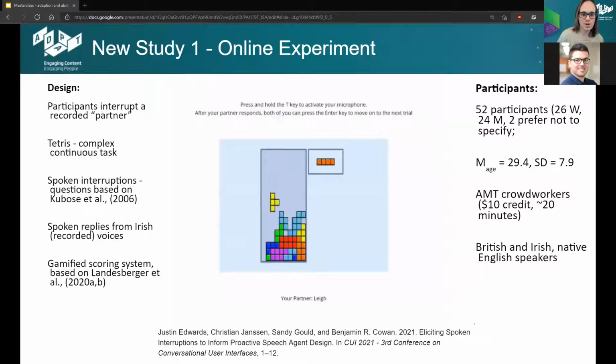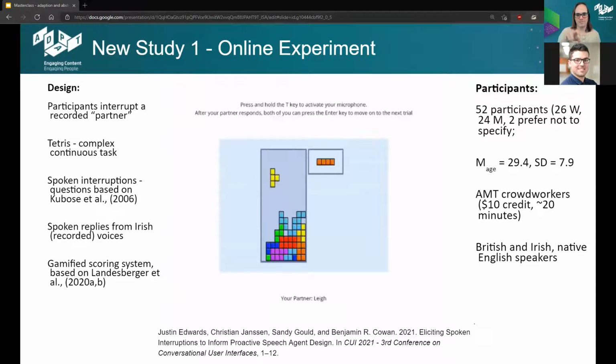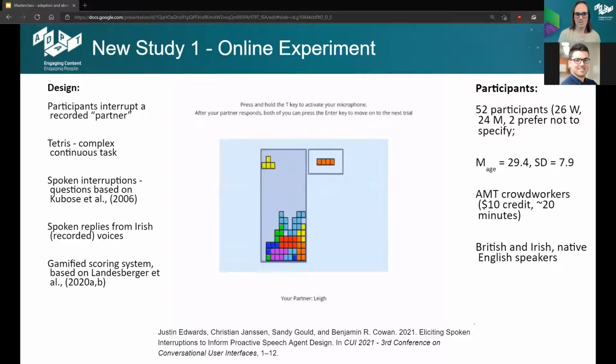Tetris. So I built a little online paradigm involving the game Tetris. In my mind, it's actually a lot like driving. It involves visual attention from the player. It involves manual control. It involves a lot of quick decision making. It's continuous. You can't really make it stop. It just keeps going if you don't interact with it. But it's a lot more easily represented online than something like driving.